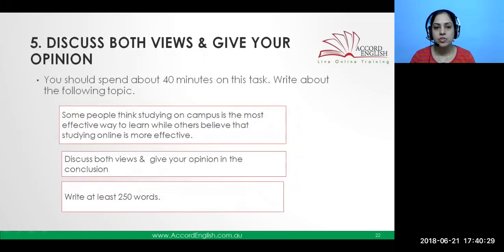The next one is discussion of both views and giving your opinion. How do we go about this? Discuss both views and give your opinion in the conclusion. So you're supposed to discuss both views throughout the essay, and then towards the concluding part, you are supposed to give your opinion about the relevant question.